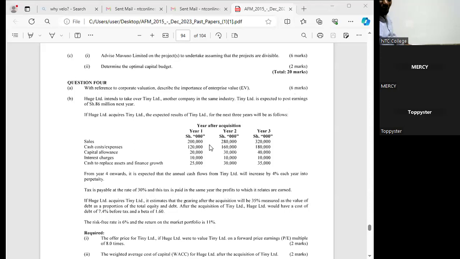And in NPV, we need to get the cash flows. The cash flows that we are given are there. Look at the cash flows that we are given. So we can have our sales. Year 1, we are having 20 million. Year 2, we are having 28. Then we have year 3.